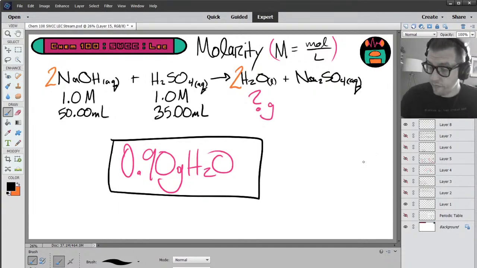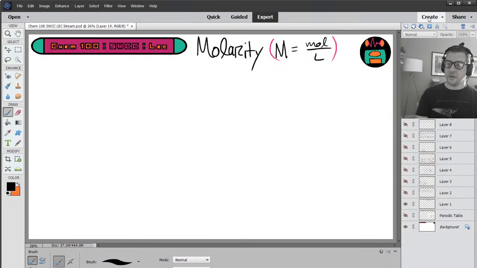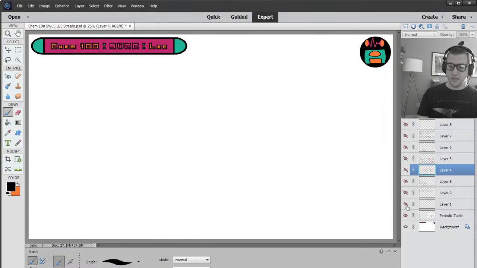All right. Before we leave this topic of molarity, there's one last problem type that we need to discuss. One more concept that we need to discuss, and that is the topic of dilutions.